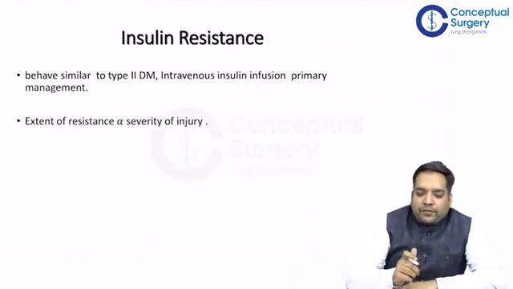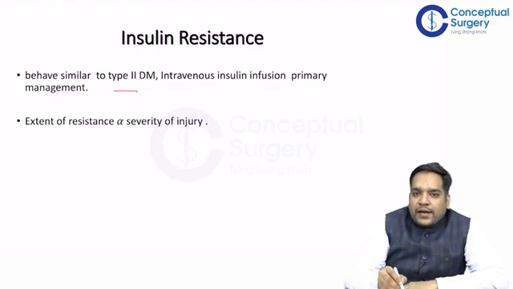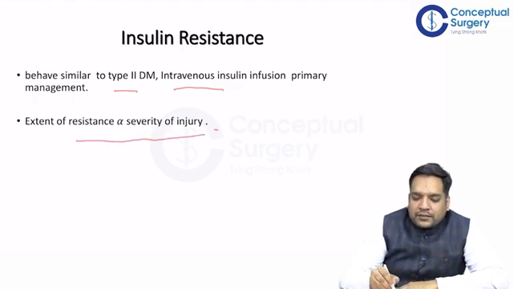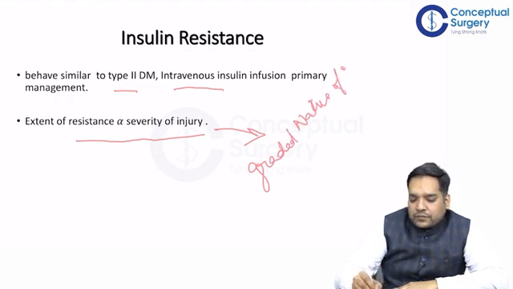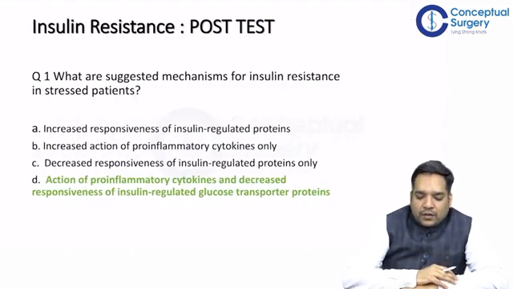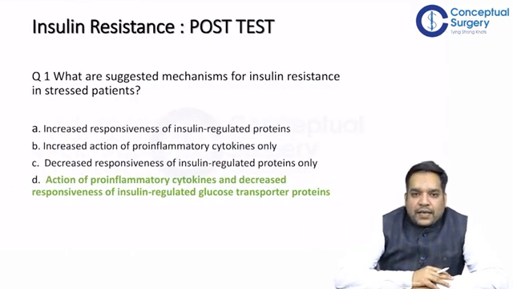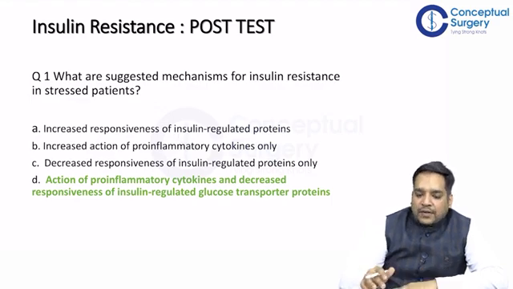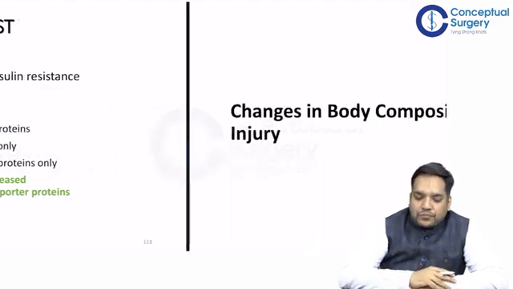So these patients behave typical to type 2 diabetes mellitus requiring intravenous infusion, and the extent of insulin resistance is directly proportional to the severity of injury. This is the same as the graded nature of injury that we discussed in the previous lecture. So the answer of question number 1 is action of pro-inflammatory cytokines and decreased responsiveness of insulin regulated glucose transport protein is the reason of insulin resistance, right? Both the things are important.